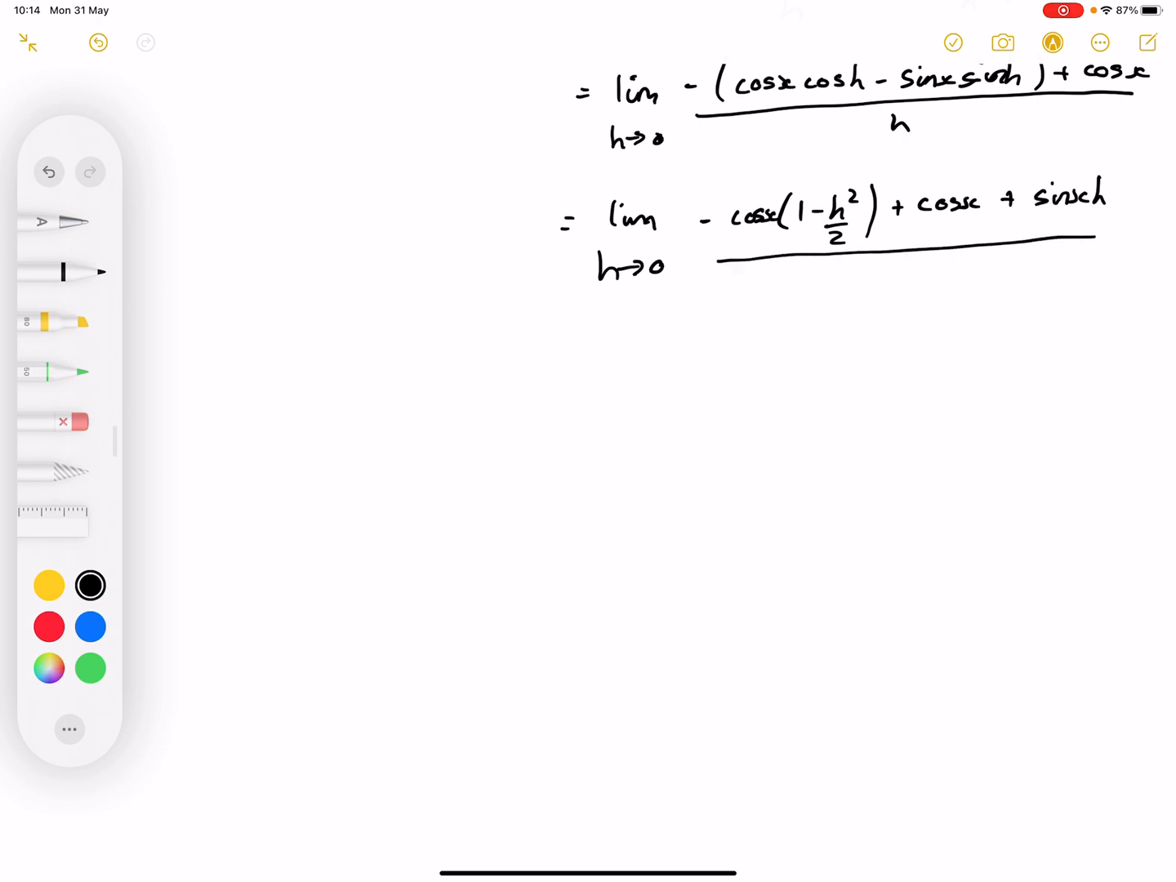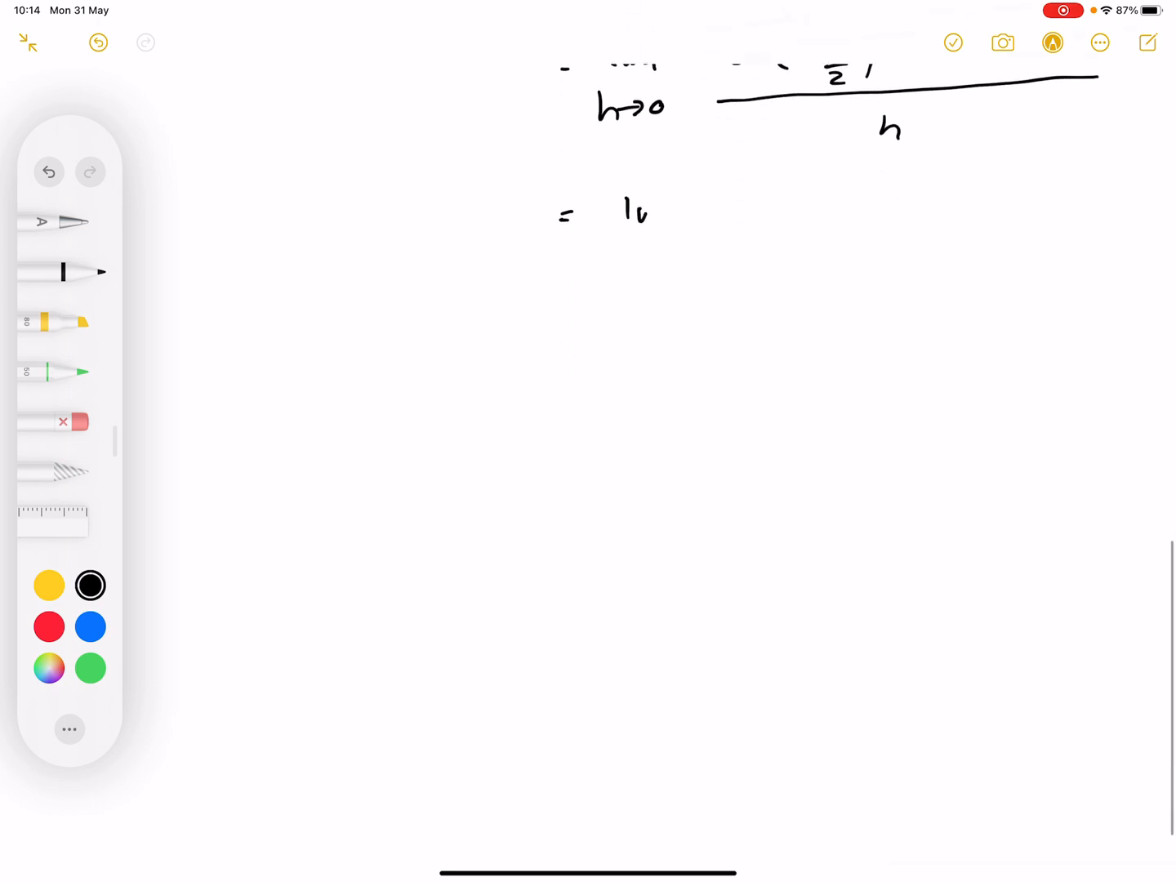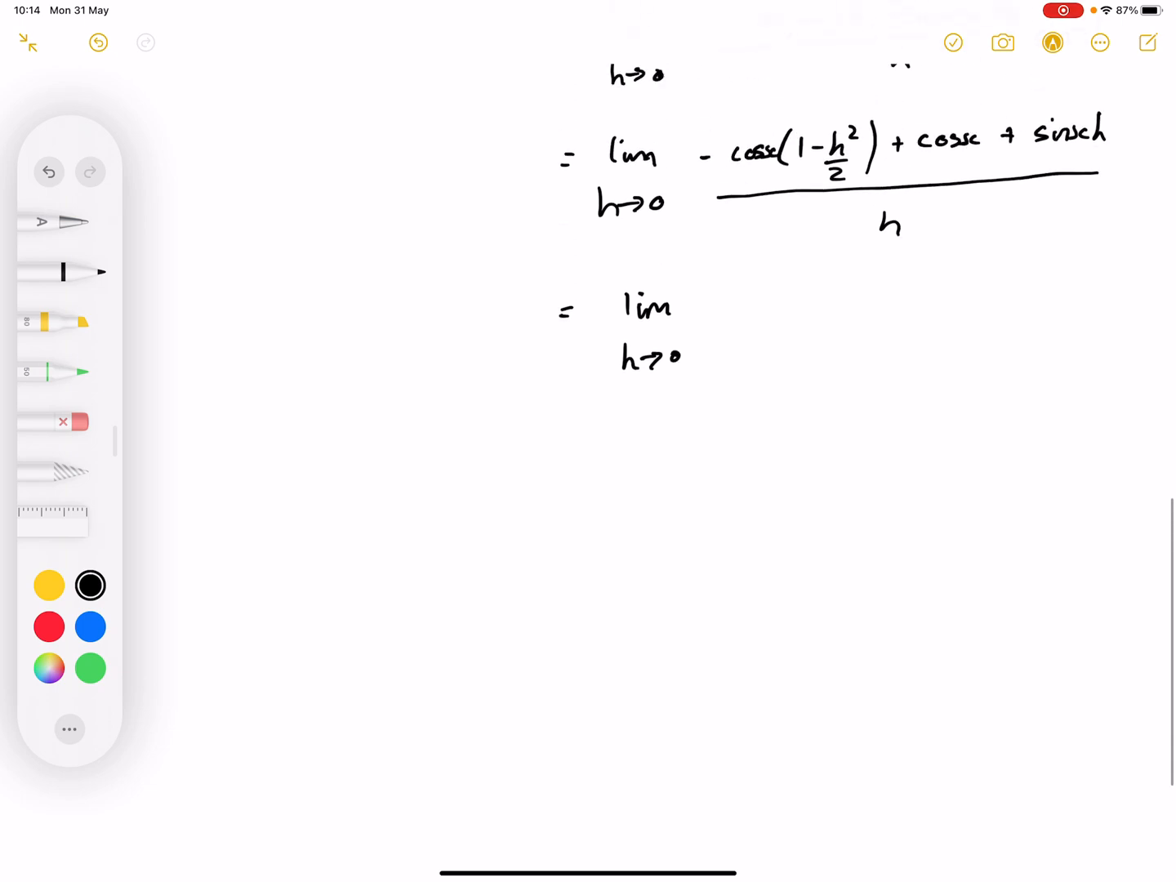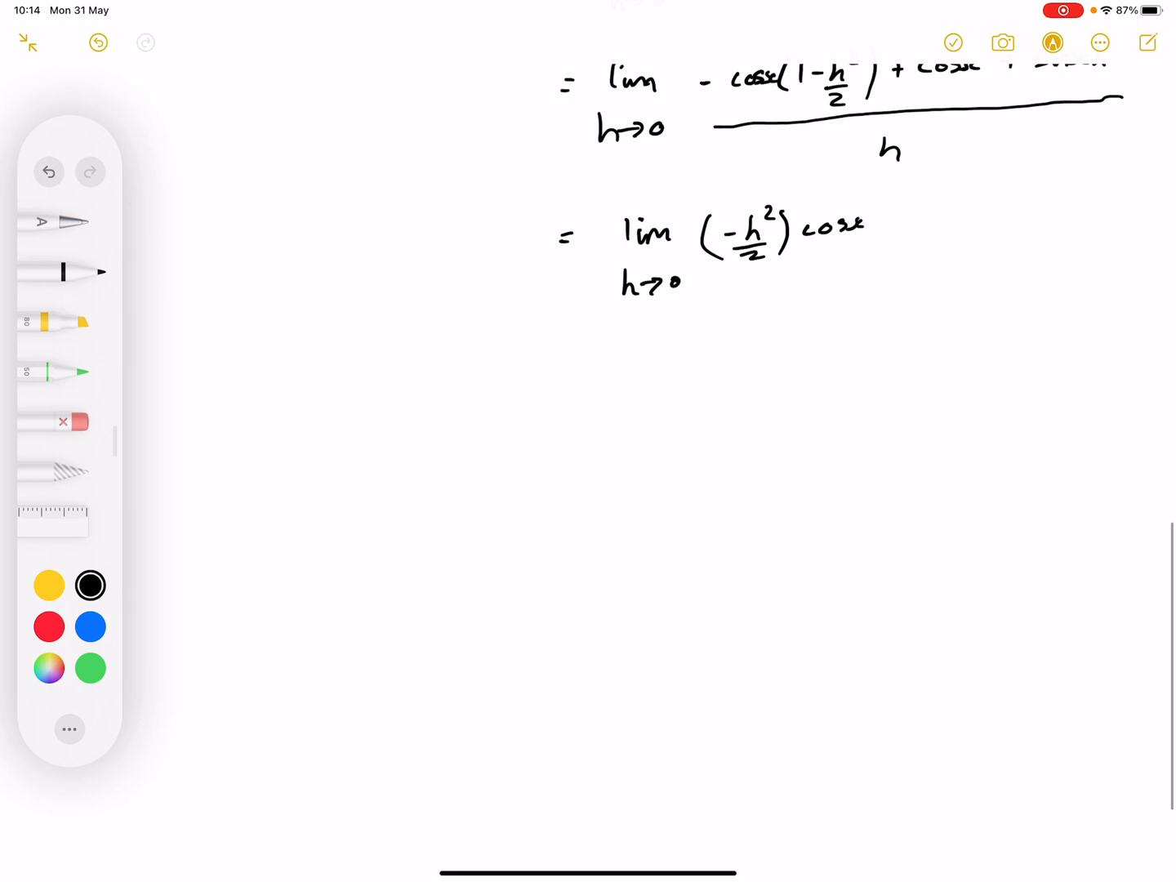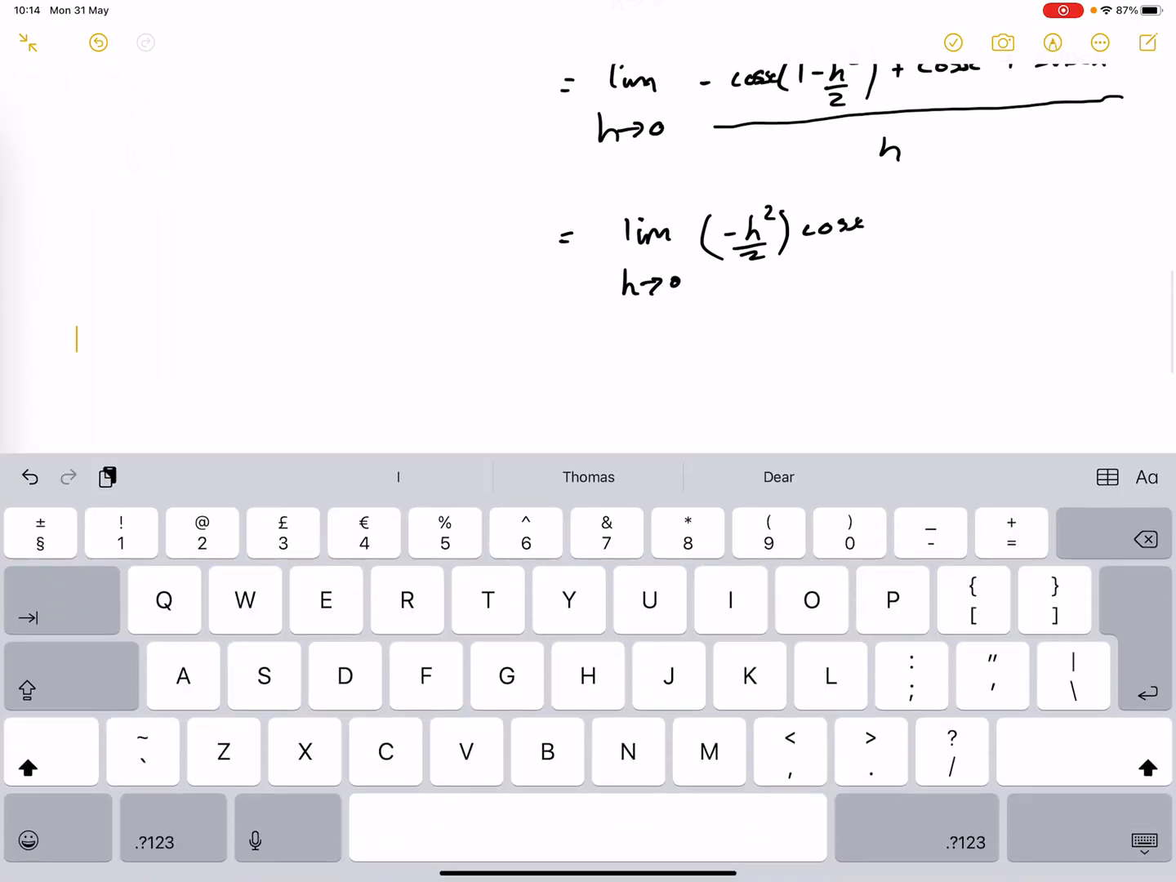All over h. And that will be equal to the limit as h tends to 0 of minus h squared over 2 times cos x. This one here and this cos x have cancelled because they're opposite in sign. A bit unfortunate use of language there, but you know what I mean, I hope. Comment below if you don't know what I mean.